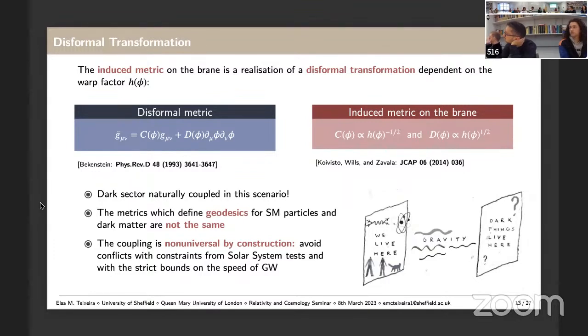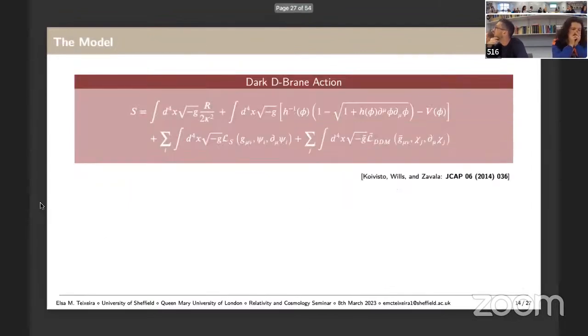And because we have the separation between the branes, the metric that gives us the geodesics for standard model particles here would be our gravitational metric, g mu nu. Whatever the metric that gives us the geodesics for dark matter particles in the dark brane will not be the same, and in particular will depend on this field. The nice thing is that the coupling is non-universal by construction of the geometrical setting. So we don't have to say that dark energy couples only to dark matter because we have decided so; it comes naturally from the setting. In this way, we avoid the problems that come with couplings to the baryons or to light.